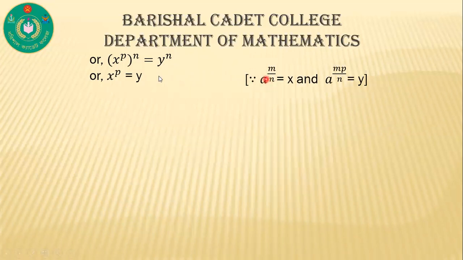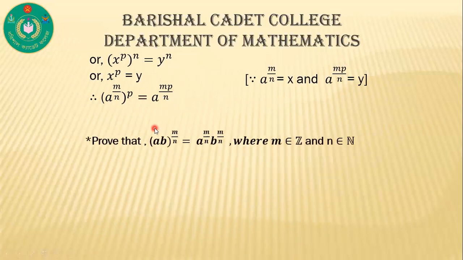Thus a to the power m by n is equal to x, and a to the power mp by n is equal to y. We know this term. Now putting this value here, then we can write a to the power m by n to the power p is equal to a to the power mp by n. Good.